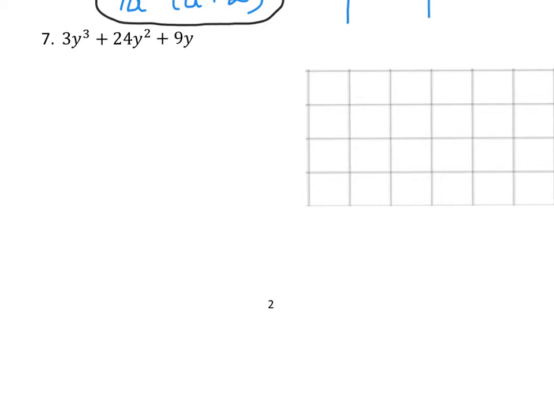Here we've got 3y to the third power plus 24y squared plus 9y. And again, first step always is you look for that greatest common factor. That is always going to be your first step. And so I see that 3 will divide into 3, into 24, and also into 9. So part of my greatest common factor is going to be the constant 3. And I see that I have y squared, and y cubed, and so 3y is the greatest common factor.